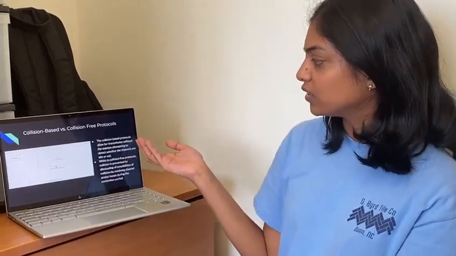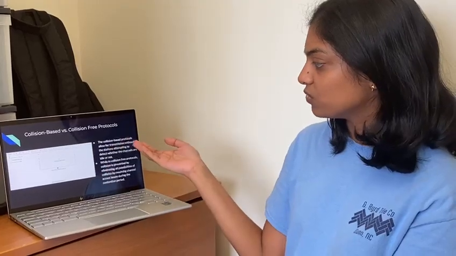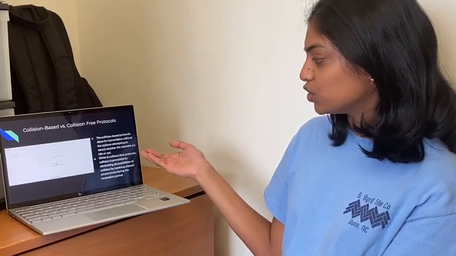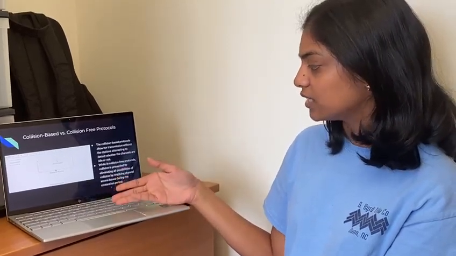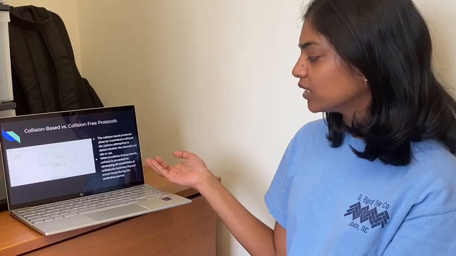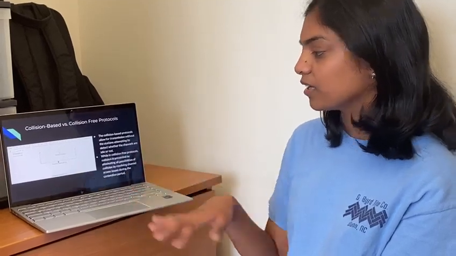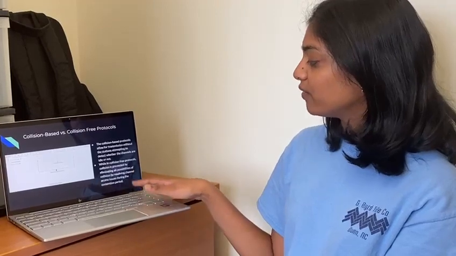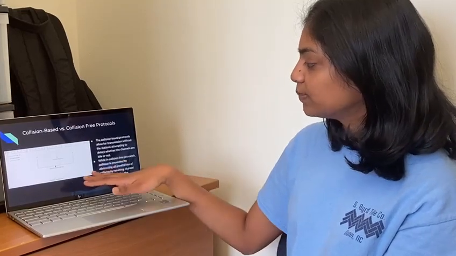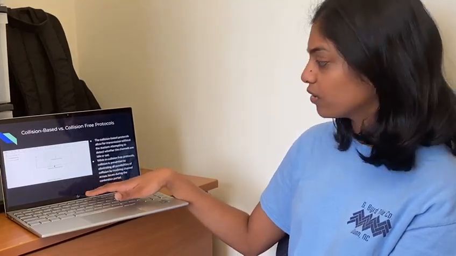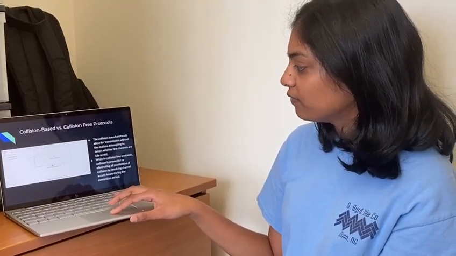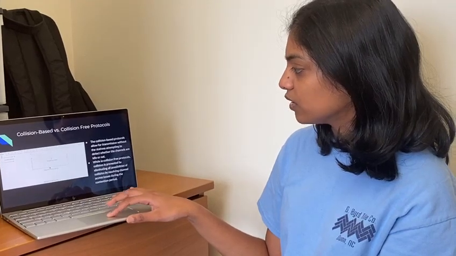What is the difference between collision-based and collision-free protocols? In collision-based protocols, transmission is allowed without the stations attempting to detect whether the channel is idle or not, while in collision-free protocols, collision is prevented by eliminating all possibilities of collision by resolving channel access issues during the contention period. This picture right here is an example of collision-free protocols. As you see, the station is proceeding, which is why the other stations give up.